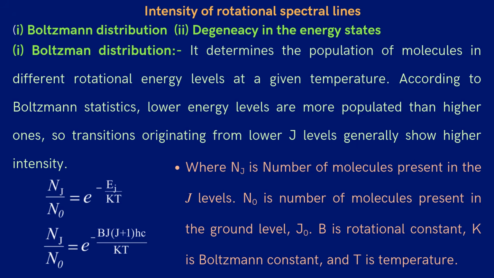The equation of the Boltzmann distribution law is Nj by N0 equals e to the power minus Ej by kT, and further putting the value of Ej, which is the energy of a rigid rotator molecule, it becomes Nj divided by N0 equals e to the power minus BJ into J plus 1 times hc divided by kT, where Nj is the number of molecules present in the J level and N0 is the number of molecules present in the ground level, J equals 0.